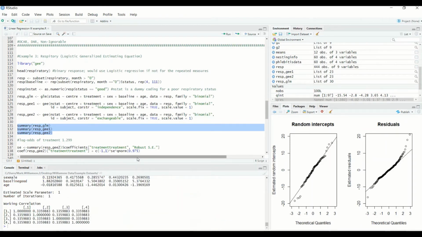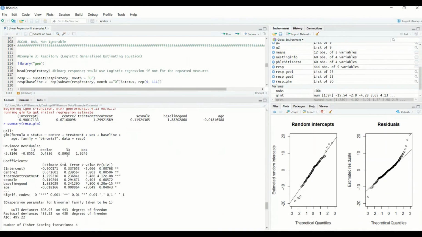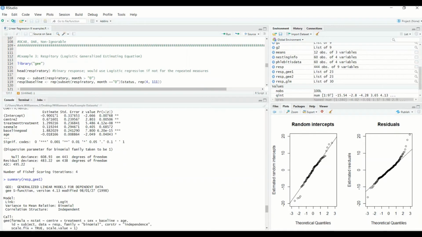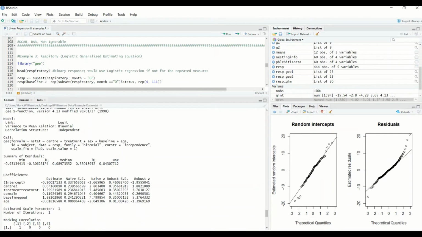All right, so just for our GLM, it's pretty straightforward. Here are our coefficients. And it looks like things like center and treatment are significant. Same with whether or not your baseline was good in predicting your outcome, as well as age. But then when we go to the generalized estimating equation, things are more complicated.